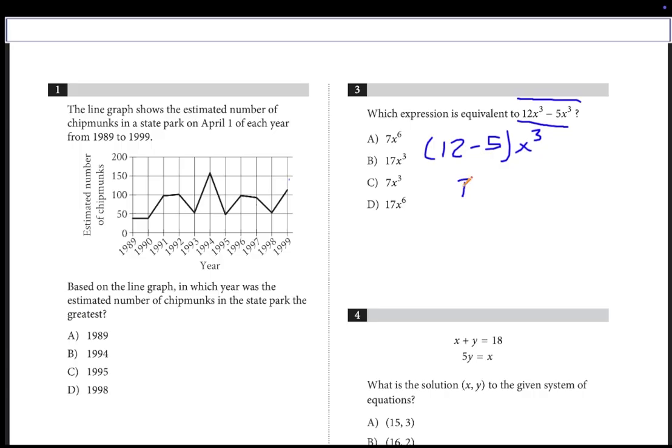So then we're going to have 7x cubed, as inside over here is going to be 7 and over here is going to be x cubed. And that's going to be our answer. So our answer is C.